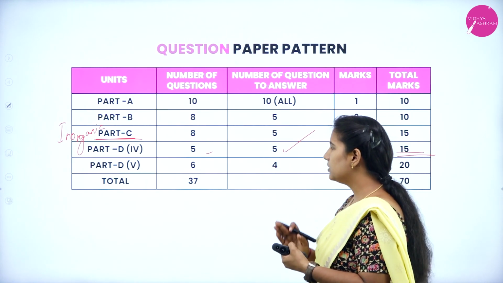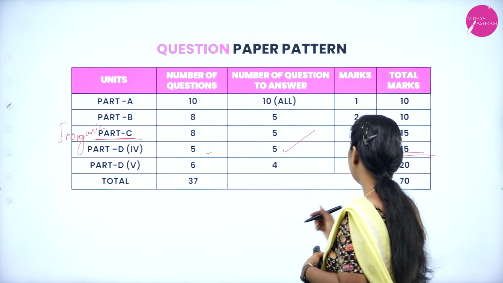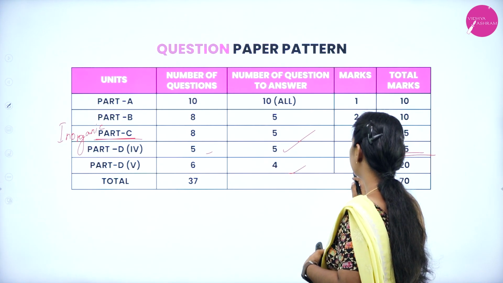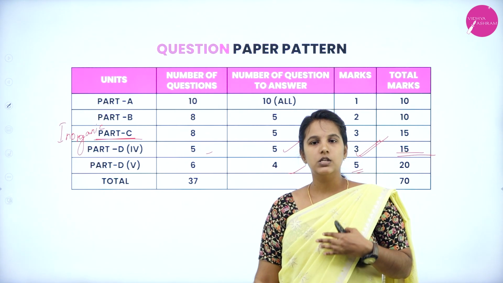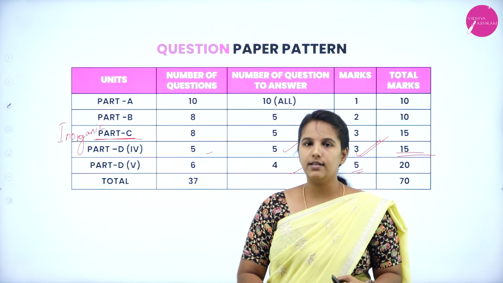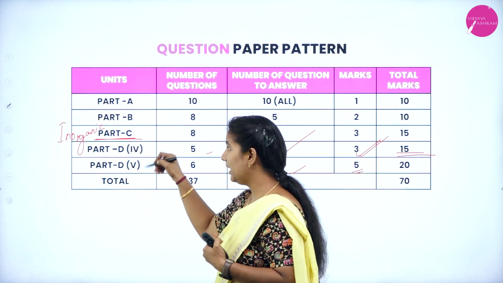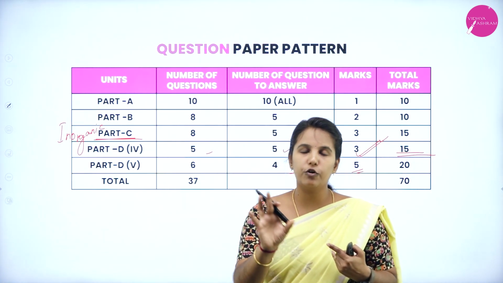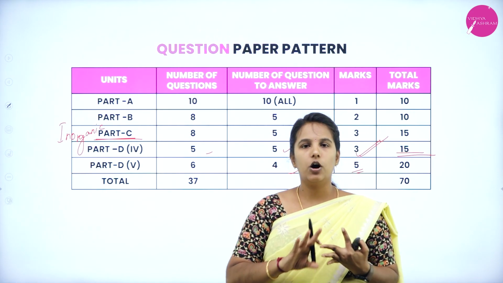Coming into the 5th main of part D, 6 questions will be given to you. You need to attend only 4. Each question will carry 5 marks, and in total you will get 20 marks. So altogether, you are going to write the theory for 70 marks. Be cautious with part D and part C. Part C is meant for inorganic chemistry, whereas part D will be meant for both physical and organic chemistry.